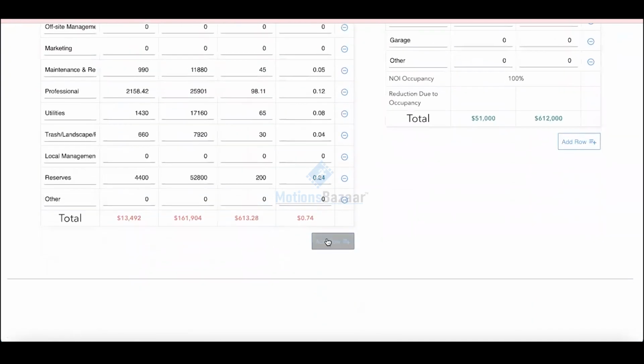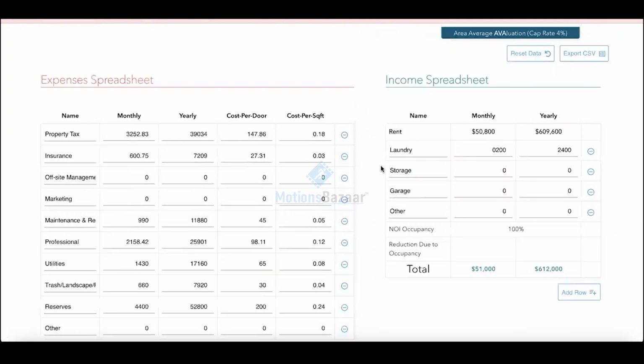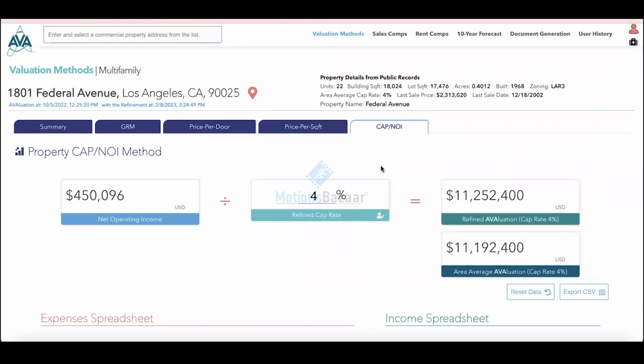And I can do all of my expenses. I can add rows. I can delete rows. It's a veritable working spreadsheet for me to then come up to a value. And if I go, well, my cap rate's really only 3 right now, then you change the value.